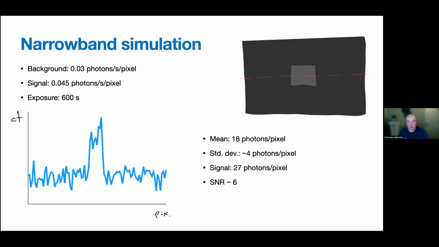But look at the graph, a lot has changed here. And the reason why a lot has changed is that the mean signal from the background went from 600 photons per pixel to only 18. It's 3%. As a consequence, the standard deviation also went down, and it's now just 4 photons per pixel. The signal, on the other hand, went from 30 photons per pixel to just 27, did not go down by much. The signal-to-noise ratio has increased a lot. We went from a signal-to-noise ratio of 1 to a signal-to-noise ratio of 6, which makes this object very detectable, as you can see.